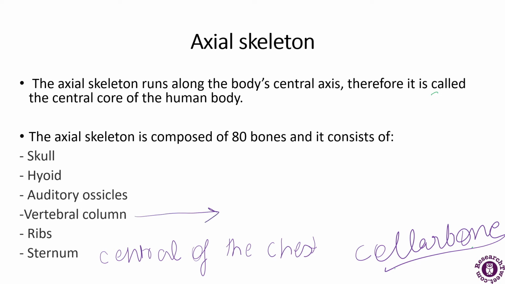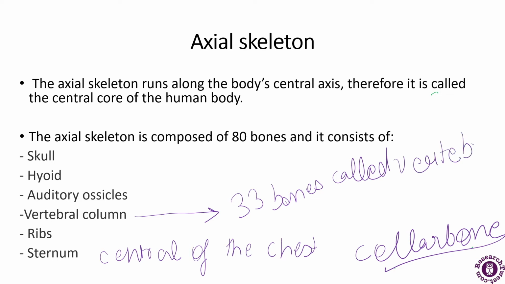The vertebral column was left. The vertebral column is a set of approximately 33 bones, which are called vertebrae. They are separated by intervertebral discs, and the vertebral column is further divided into 5 categories. We will not be discussing that in detail.